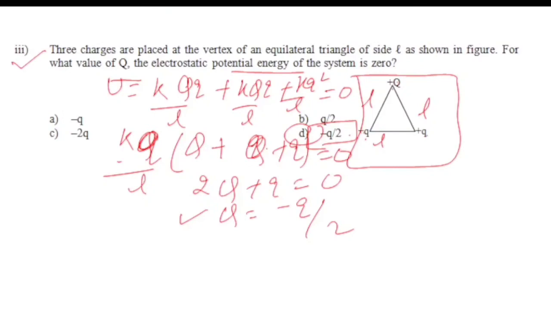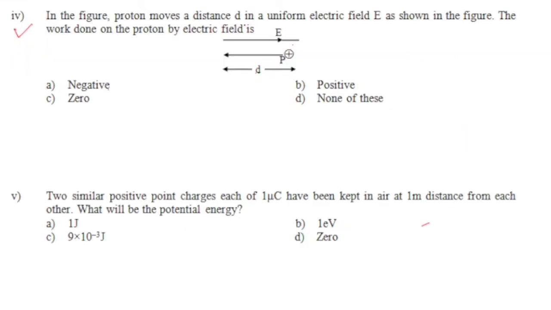Now, after this, next question number 4, distance d in a uniform electric field. Here, this is the direction of electric field, this one. And the proton is moving in this direction, opposite to the direction of electric field, right? You know, potential difference decreases in the direction of electric field if the proton is moving in the direction of electric field. But here, the proton is moving against the direction of electric field.